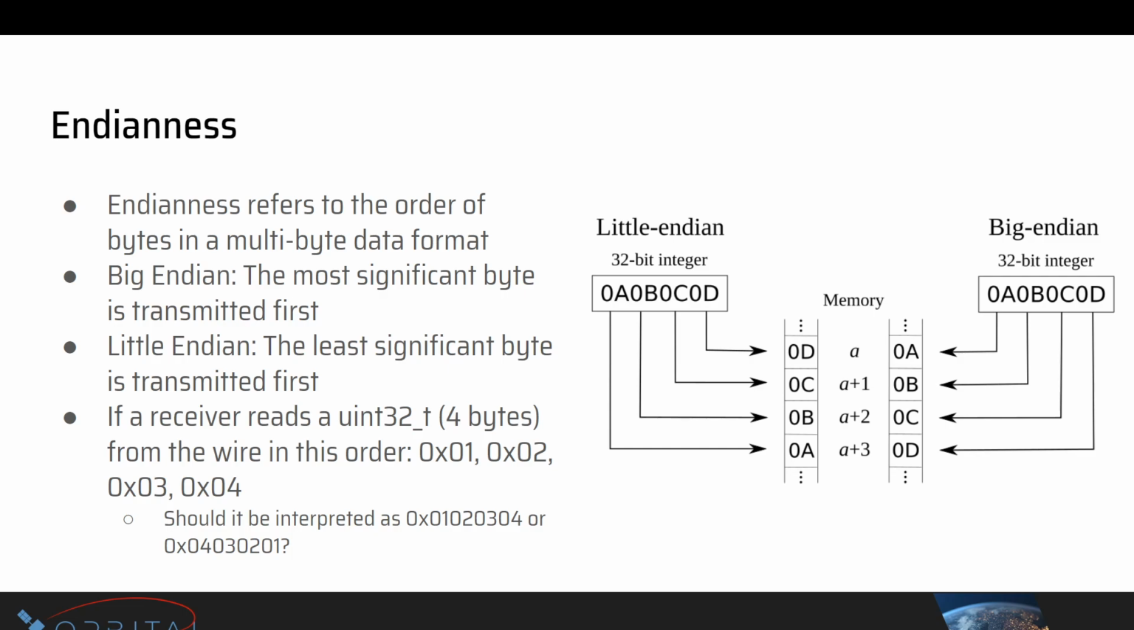These are each bytes. So 0A is in hex, and in hex each digit is 4 bits. So these two together are 1 byte. This is 1 byte, this is 1 byte, this is 1 byte. So in total, this whole thing is 32 bits. Any other questions?